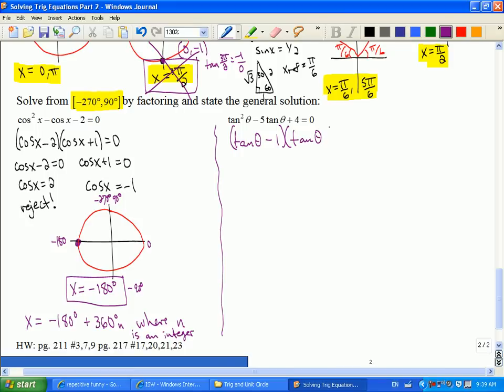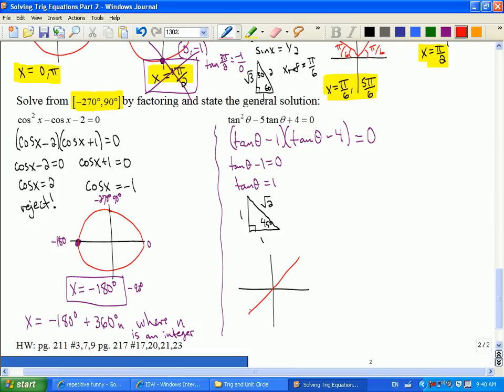Here's how we can factor it. So tangent of theta, this one I can do. If I want tangent of theta to be equal to 1, hopefully you recognize this one too. That's the triangle we're dealing with. And because it's positive, that means the tangent is going to be in quadrants 1 and 3. So 45 degrees is my reference, and here is going to be 45 as well.